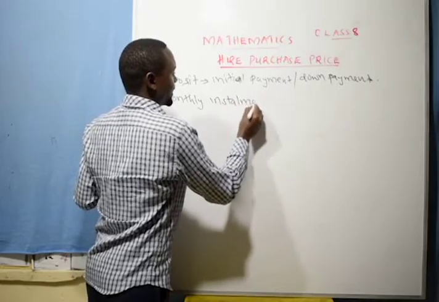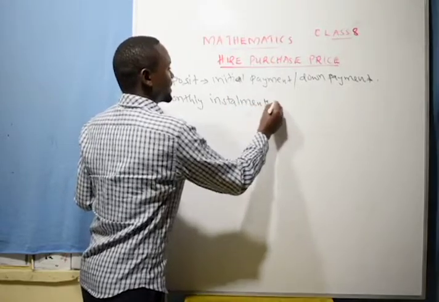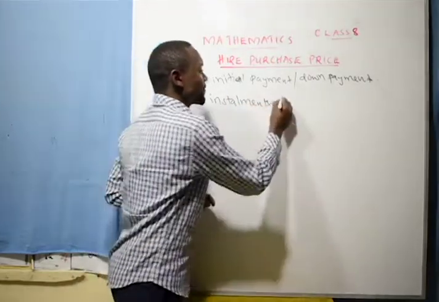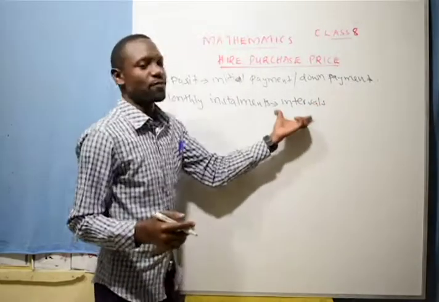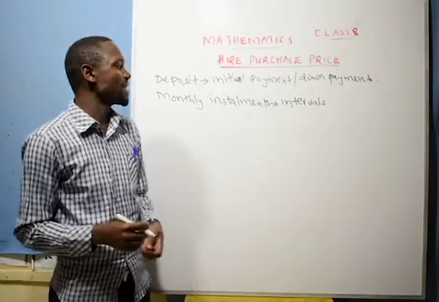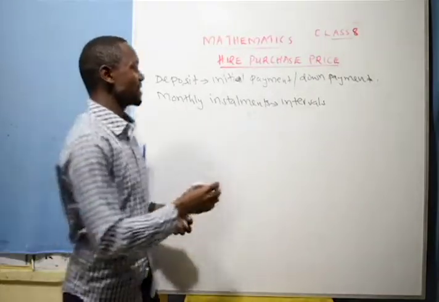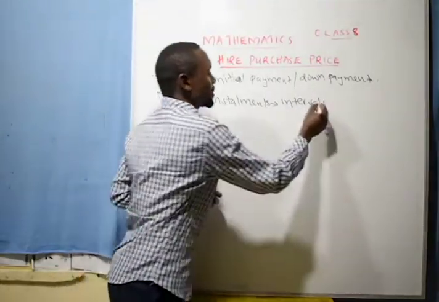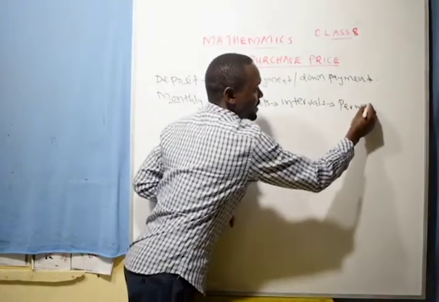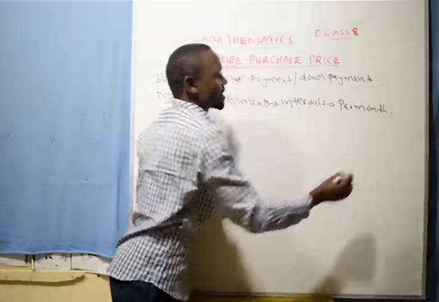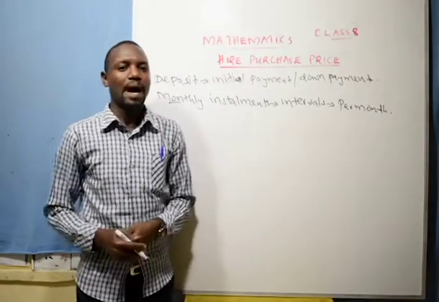The monthly installments. These are the intervals at which the remaining amount of money is paid. From the word monthly, this means it is calculated per month. The remaining amount of money is paid per month.